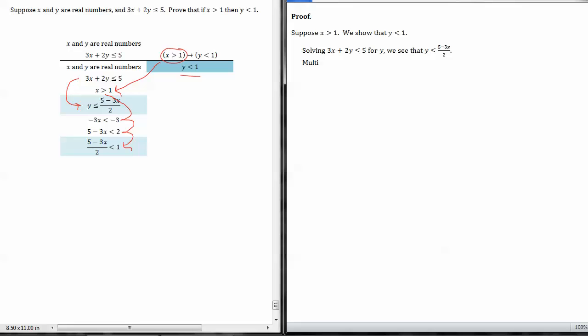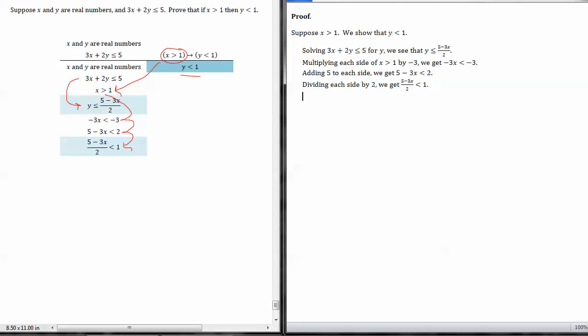So we'll say, multiplying each side of x greater than 1 by negative 3, we get negative 3x less than negative 3, and adding 5 to each side, we get 5 minus 3x less than 2. And dividing each side by 2, we get (5 minus 3x) over 2 less than 1.